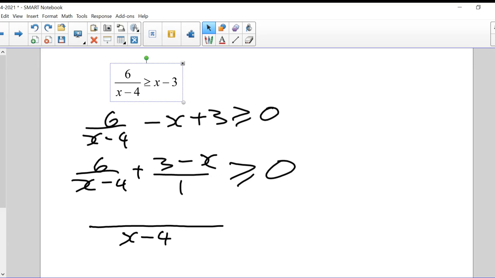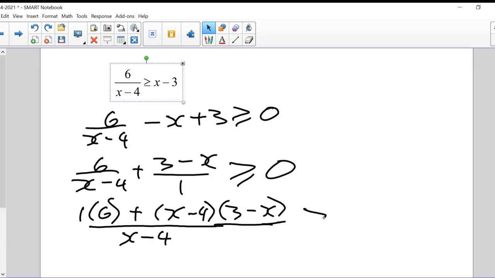Okay, so let's see how this works now. What do I multiply x minus 4 by? That gives me x minus 4, it's 1, so it's just 1 times 6, plus, what do I multiply 1 by? That gives me x minus 4, it's going to be x minus 4, multiplied by 3 minus x, is still greater than or equal to 0. I want to make sure that everybody follows what I just did. All right, stop me if you're not sure.